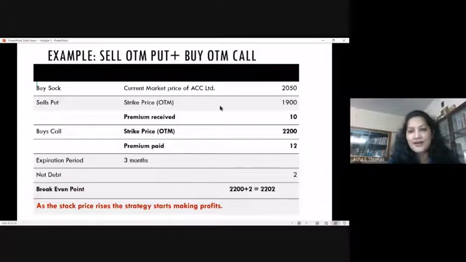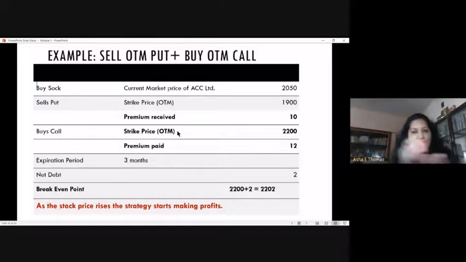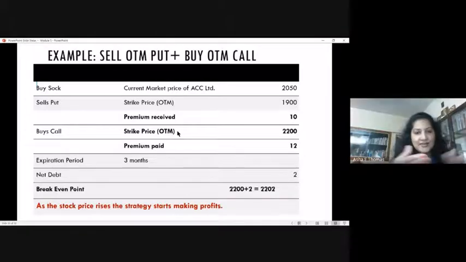Why? Because currently the market share price is 2050. He could have got the same asset at 2050, but he buys an out of the money call, which is 2200. Now what is happening? In 3 months, he is expecting that this will become in the money, because he is having a bullish expectation. So it is actually a covered call. He can take both stands. Okay, he sells the put. So in this case, if this person would be exercising this, right?